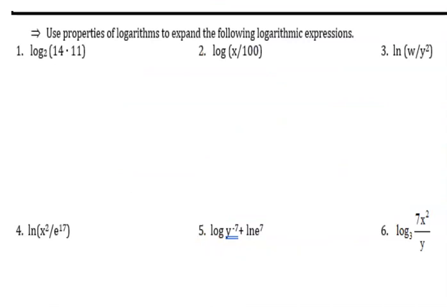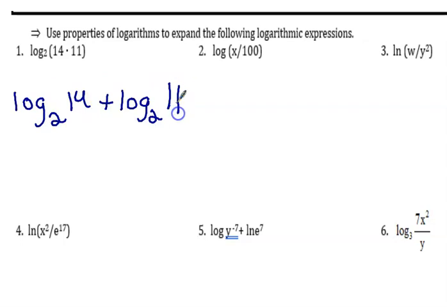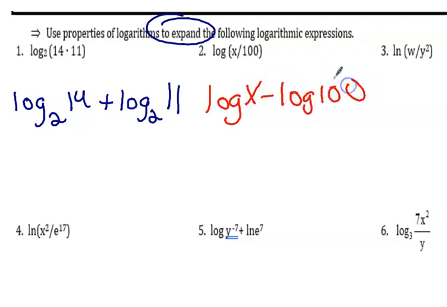So what does this mean? Log base 2 of 14 times 11. Well, this means that I'm adding. So log base 2 of 14 plus log base 2 of 11. Again, it's asking us to expand. So we are expanding these logs, and then we will eventually solve them, or simplify. So log x minus log 100 because it's a division problem, okay? All right, moving right along. All right, let's rock out the next one.